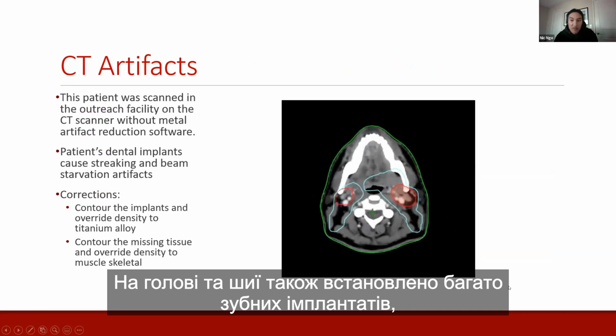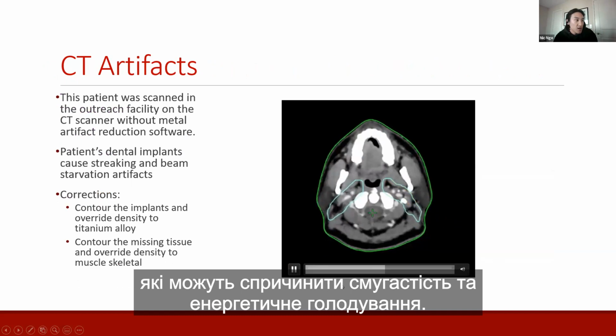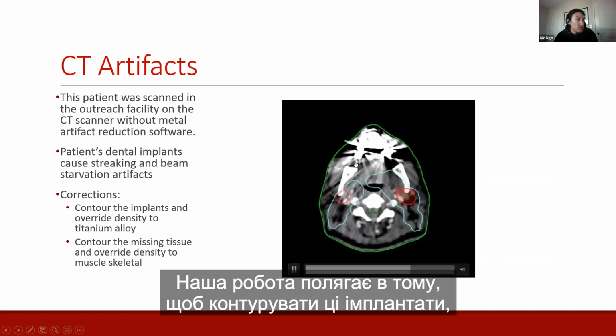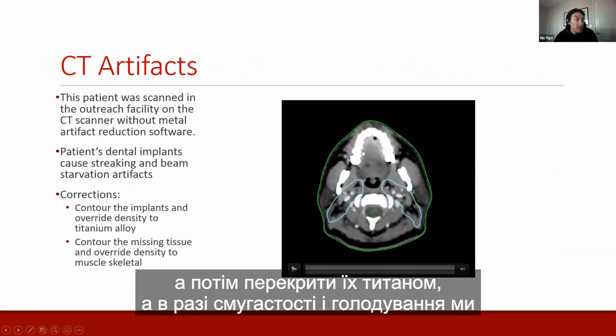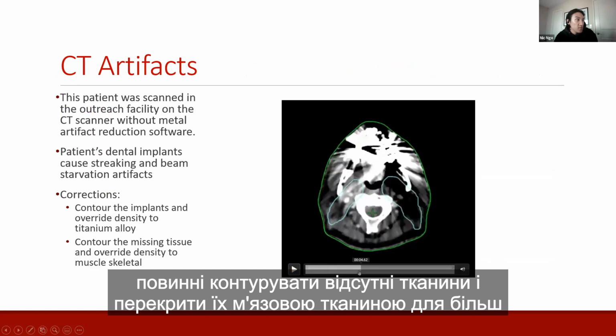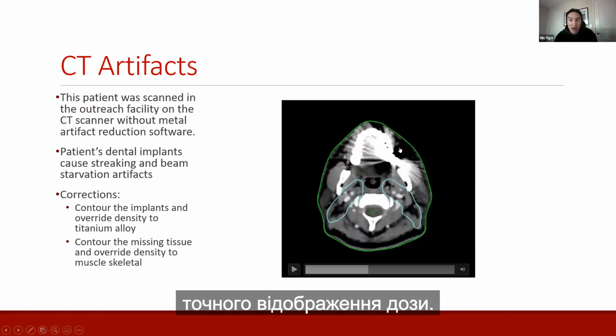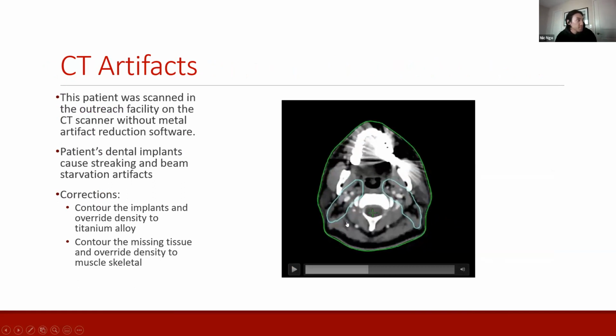With head and neck, there's a lot of dental implants as well, which may cause streaking and beam starvation. Our job is to contour these implants and then override them with the titanium. And with the streaking and the starvation, we have to contour the missing tissue and override these to the muscular tissue for a more accurate dose depiction.